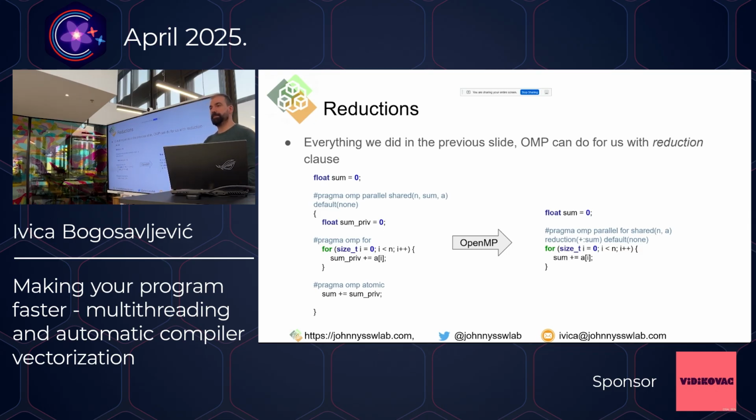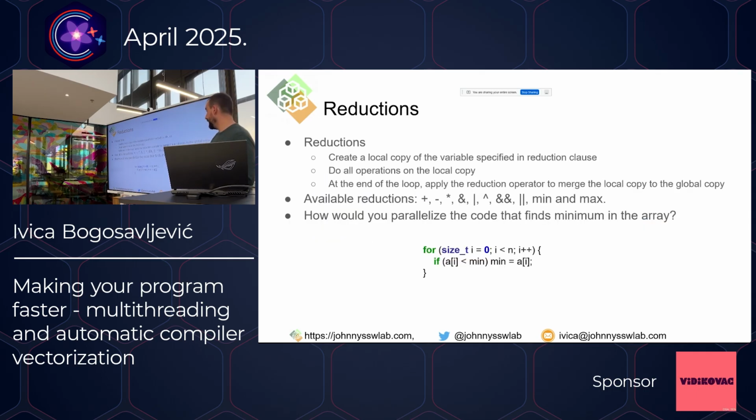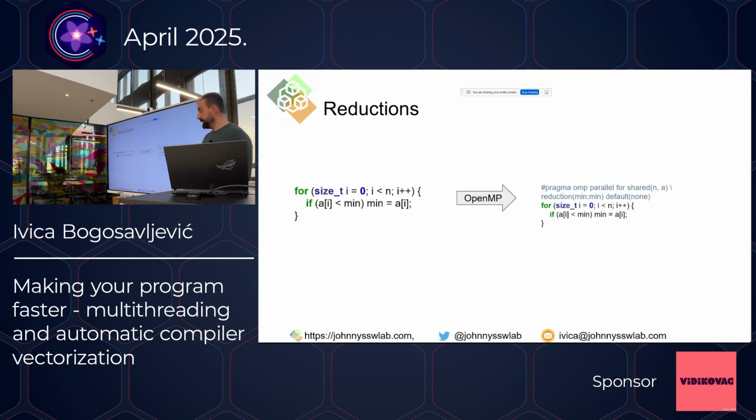Questions? How complex can the reduction get? What kind of reductions are there? Here they are. So you have plus, minus. No, I'm not sure there is a minus. This is an error. Multiplication, and, or, and these other operators. You have min and max. So these are also reductions. If you have an array and you're looking for the smallest element, you will use a min reduction. And actually, this is an example of a min reduction: if A of I is less than min, min equals A of I, and then you would parallelize it with reduction min on min. So that's the name of the variable.